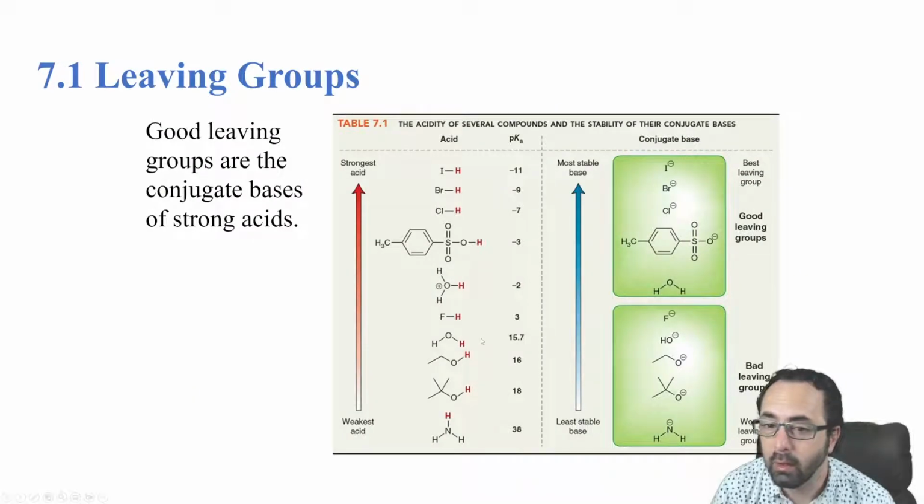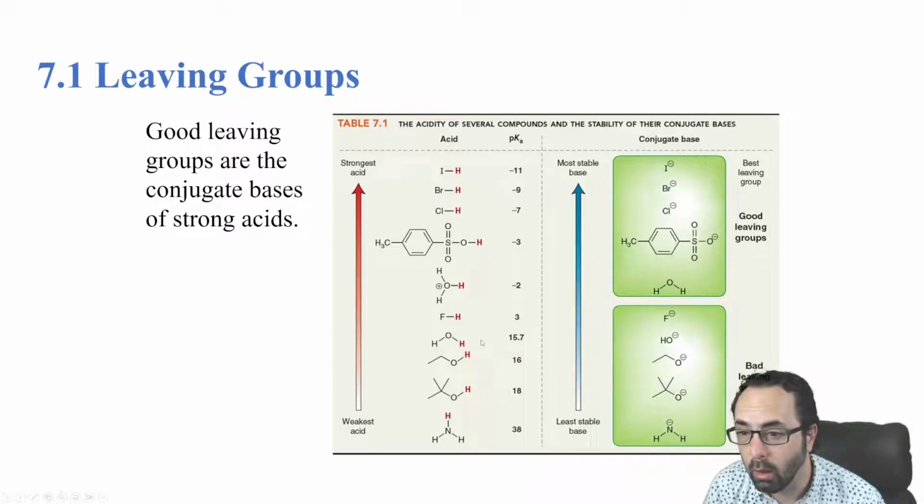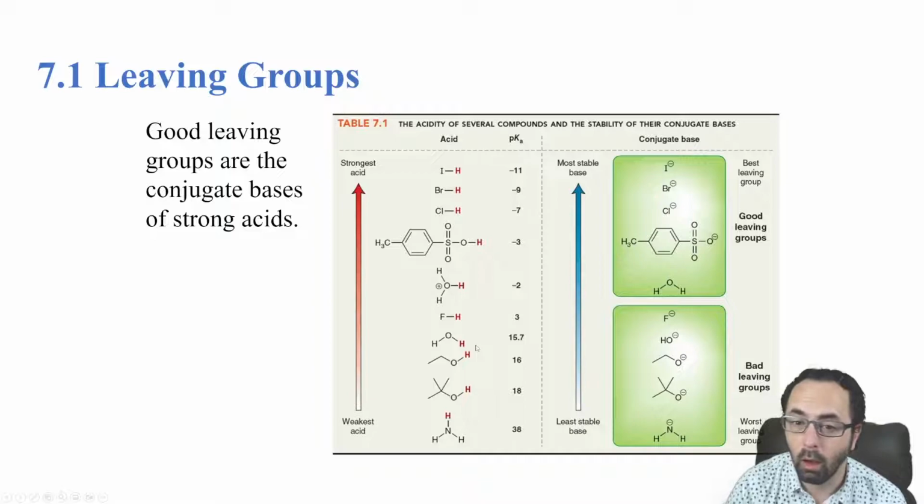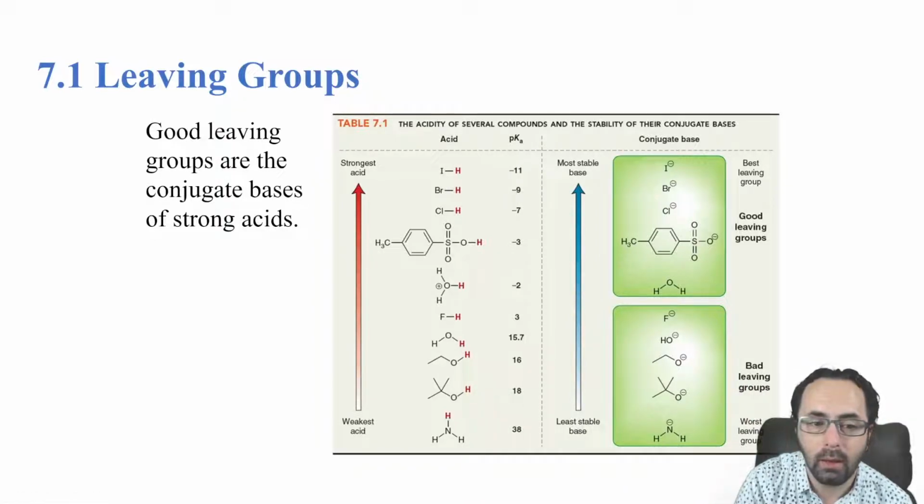So in terms of evaluating leaving groups, a good leaving group is one that can stabilize the negative charge well, which is exactly the same property we use to describe a good conjugate base of a strong acid. And so we can evaluate this based on ARIO.